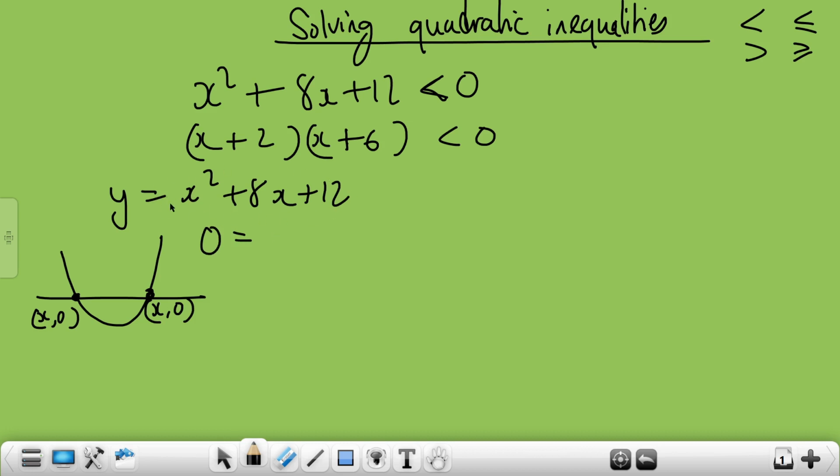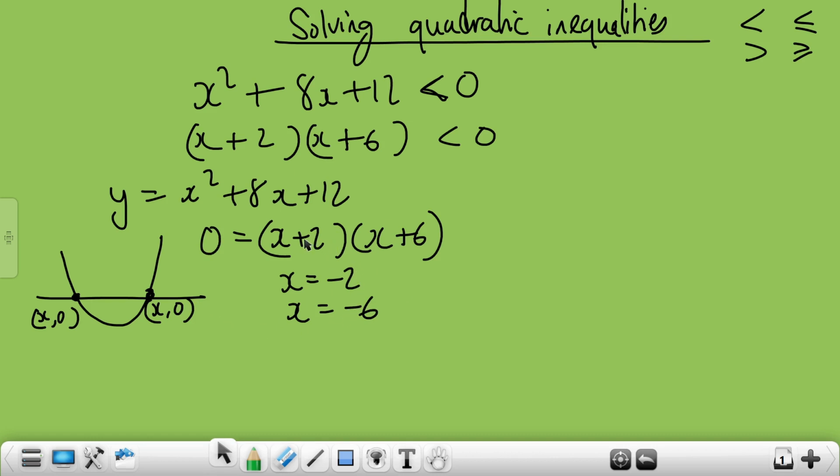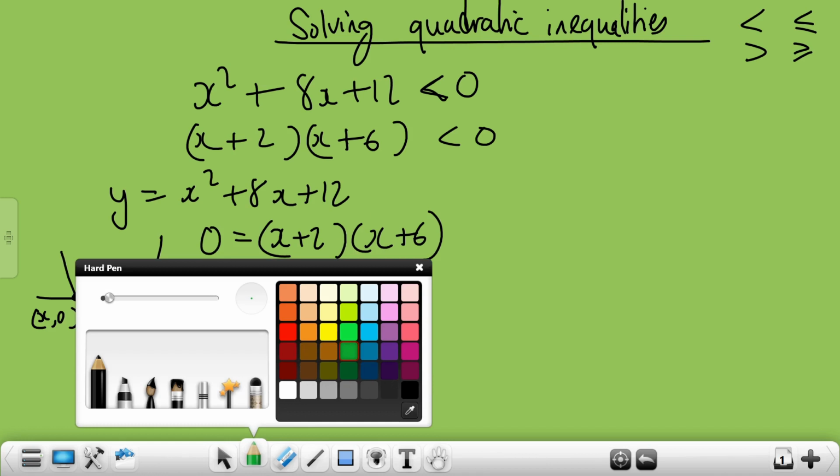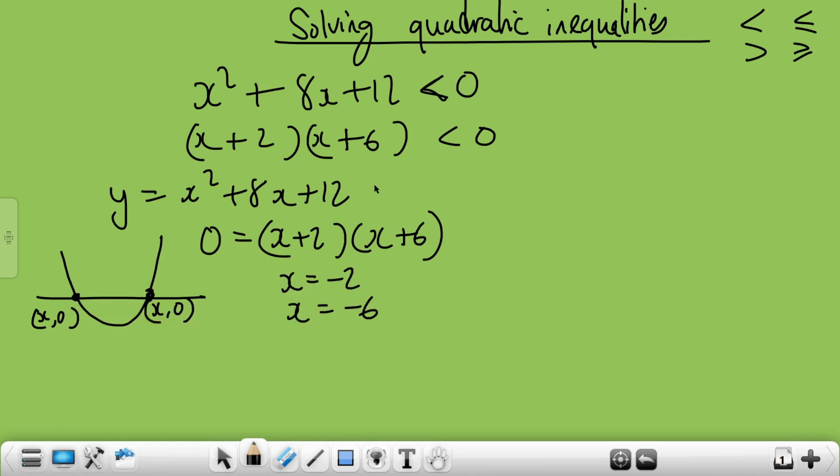Right, we've already factorized this. It's right here. Now, what two values of x do I need to make this 0? Well, x equals -2 and x equals -6. Now, I've covered this topic in previous videos, how to solve quadratic equations like this one. Based on the information that we have here already, we can sketch a graph of this one over here.